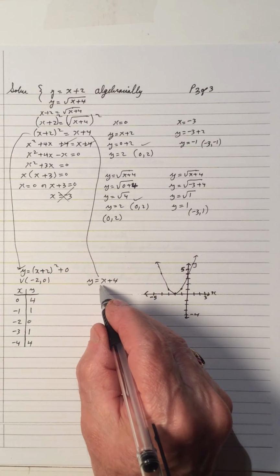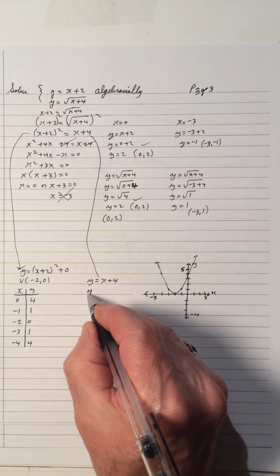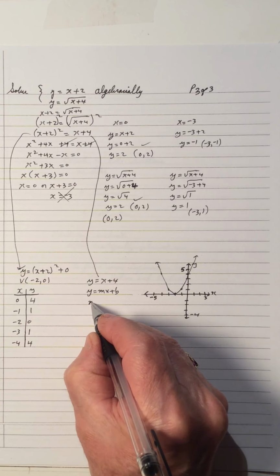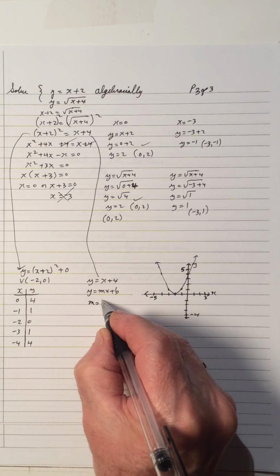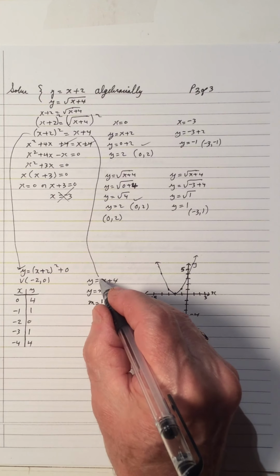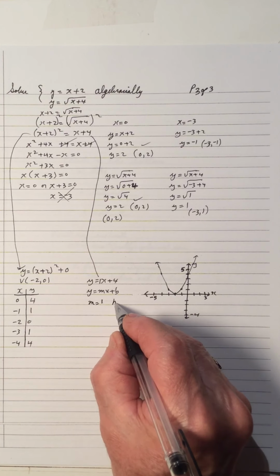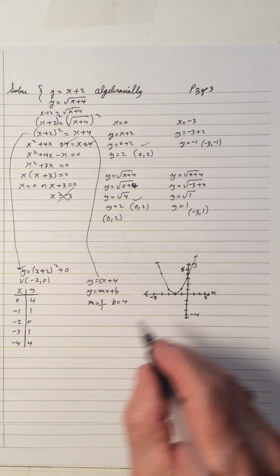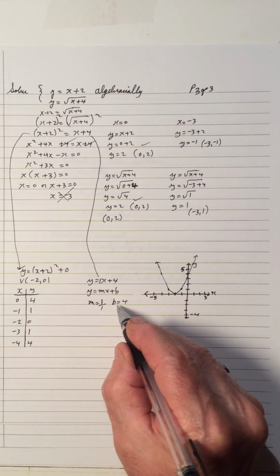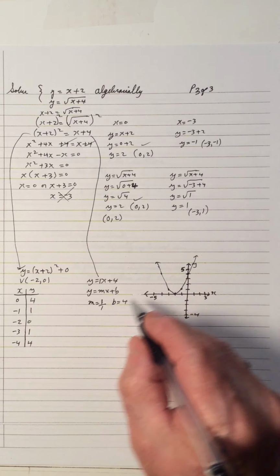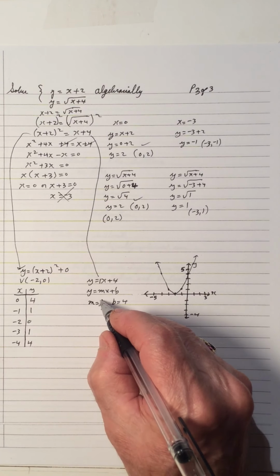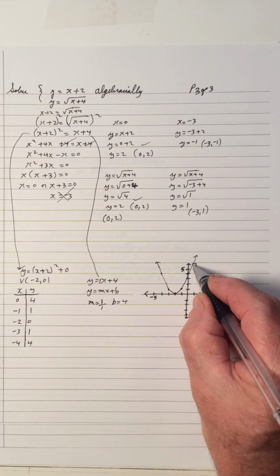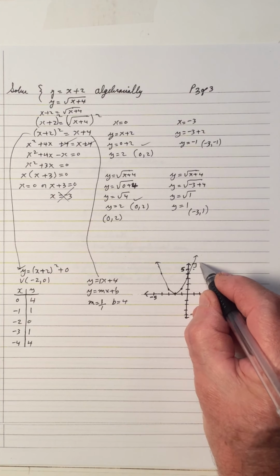Now let's graph this line. So we have a line, y equals mx plus b, which is linear. So the slope is 1, as you can see, and the y-intercept is 4. Because the slope is 1, we get a 1 over 1. So we get a y-intercept of 4, which is right here. And the slope is 1 over 1, so we go up 1, right 1.